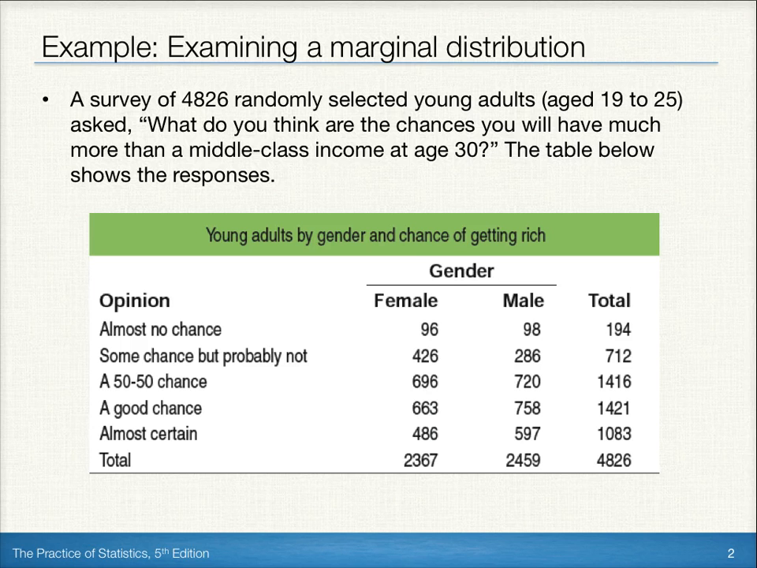And in the table, we're actually given the number of counts broken down by gender, female and male. You'll also see we have a total column that gives us the total number of responses for each opinion category. So, for example, we can see 1,083 individuals said they were almost certain that they'd be rich by age 30.